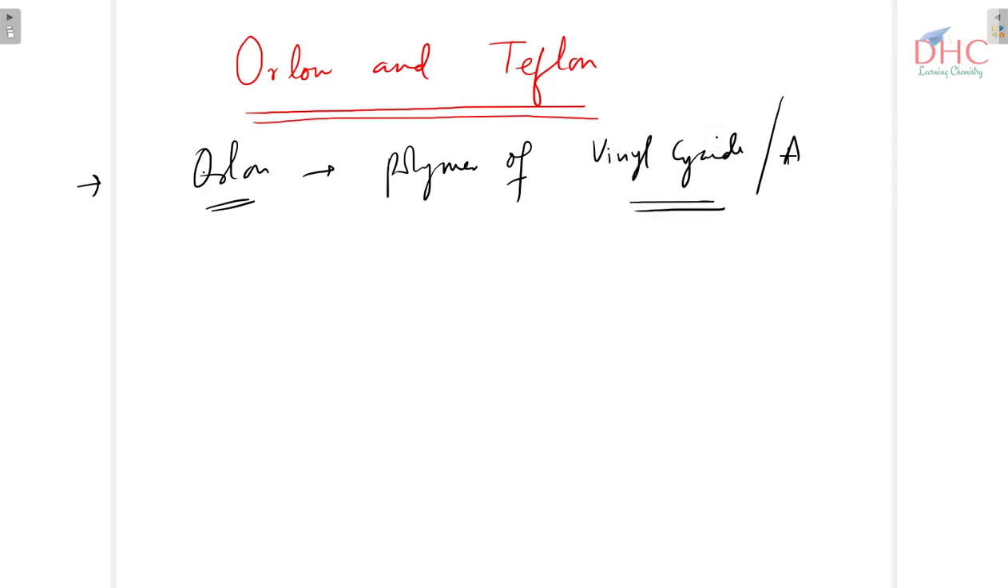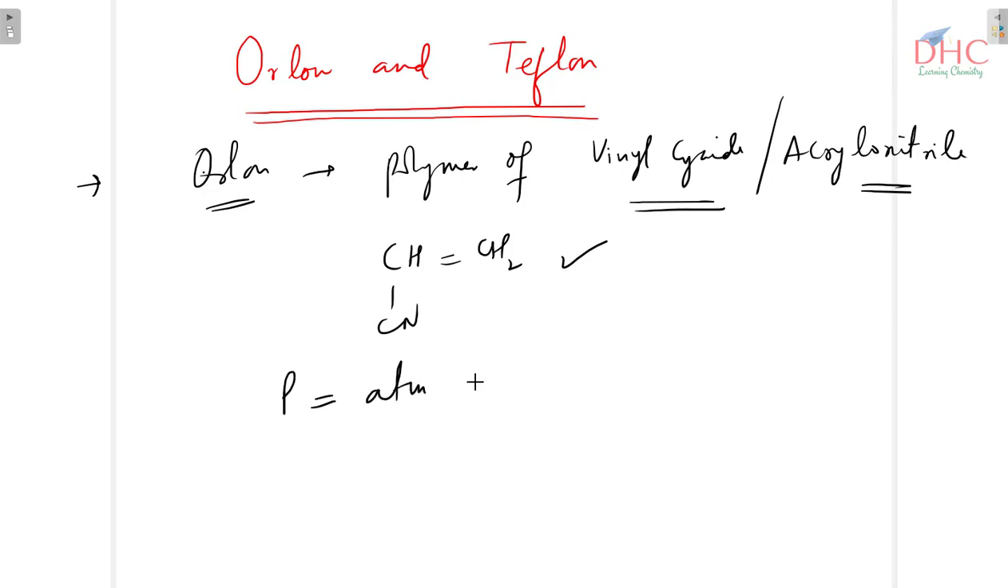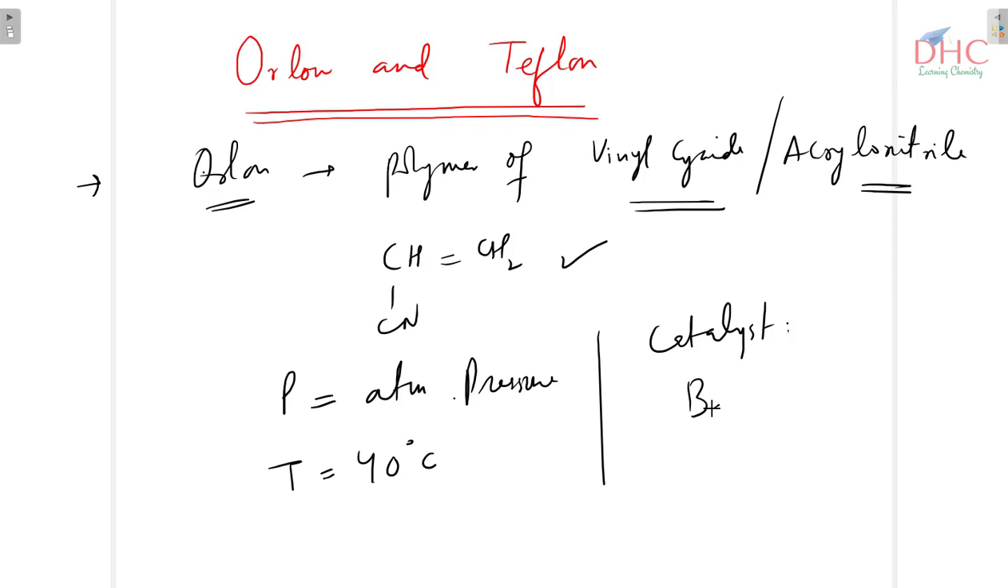इसका दूसरा नाम है एक्राइलोनाइट्राइल। So the monomeric unit is vinyl cyanide or acrylonitrile, that is CN double bond CH2. So it's vinyl cyanide or acrylonitrile. And for its preparation, how much you kept the pressure? Pressure is atmospheric pressure. But you keep the temperature as 40 degrees Celsius, and you are using a catalyst, that is benzoyl peroxide.